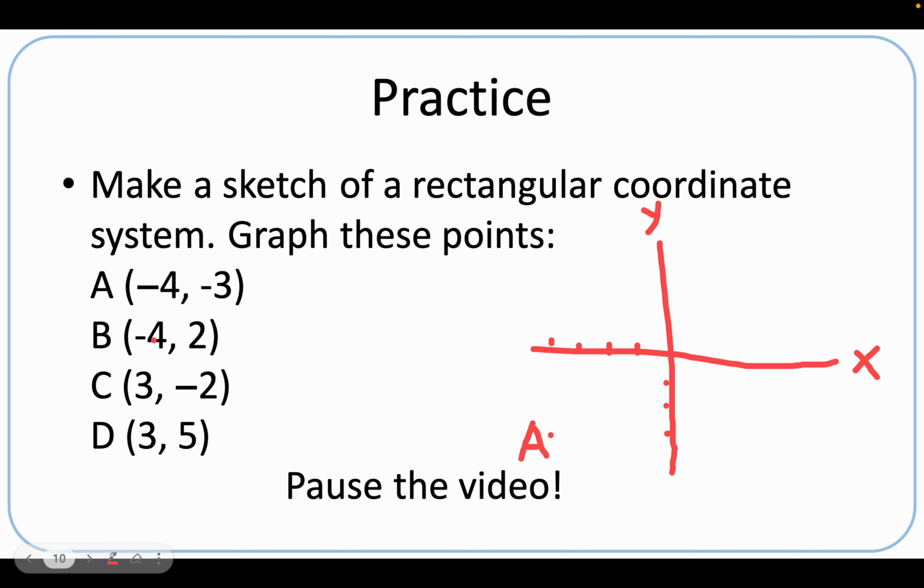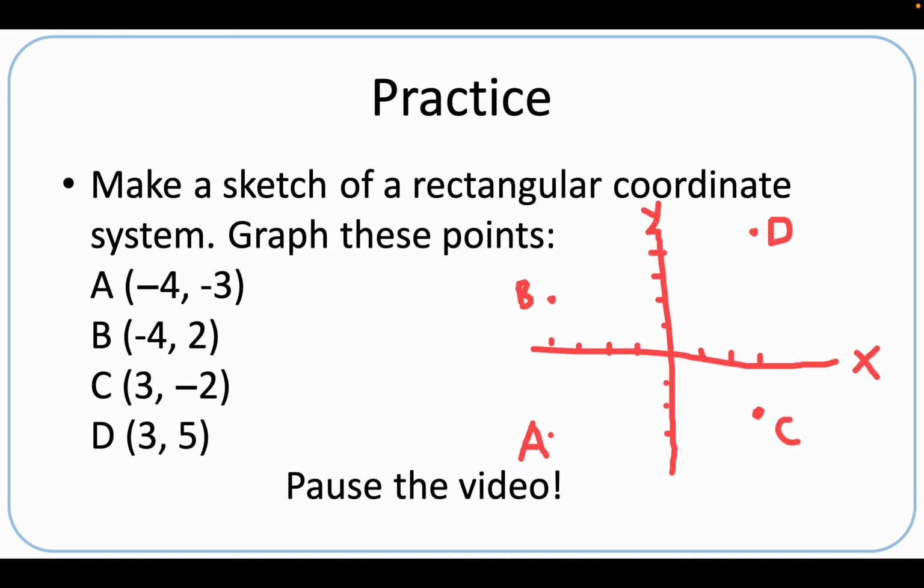Okay, point B is at (-4, 2). So we already have our -4 there, and then we're going to go up 2 this time on the y-axis. So that's going to be right here. Let's label that B. Point C, we have (3, -2), so 1, 2, 3, and then down 2. It's going to be there. Point C, and then point D is (3, 5). So we already have 3, and then up 5: 1, 2, 3, 4, 5. So about right there. And that is point D.